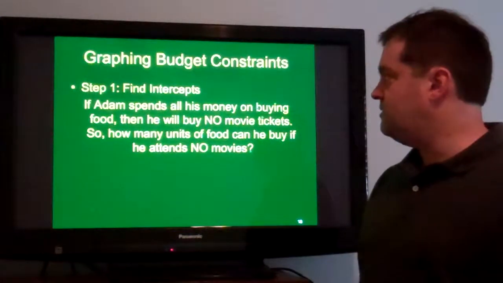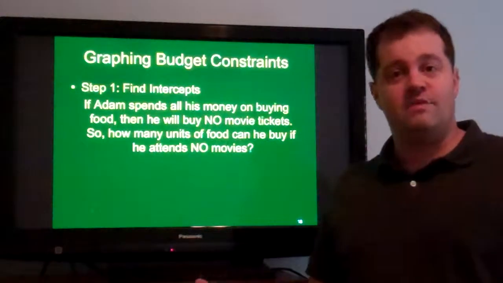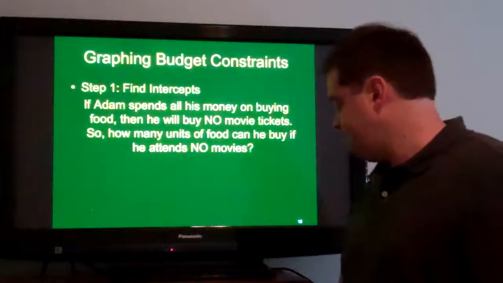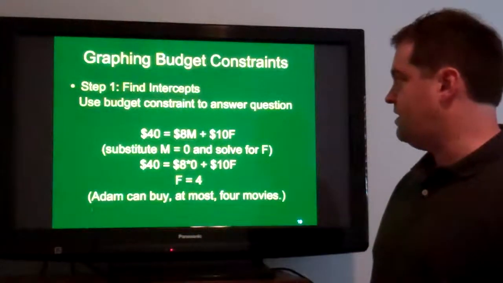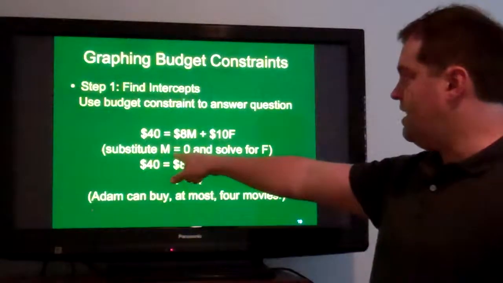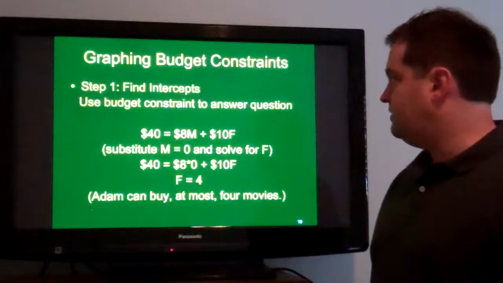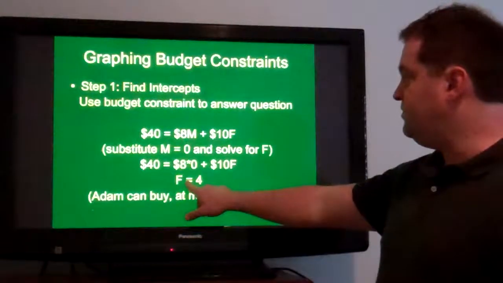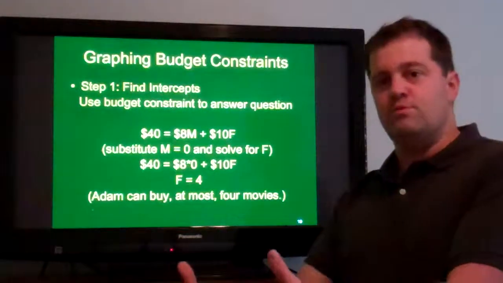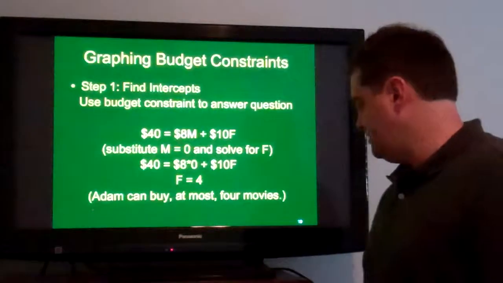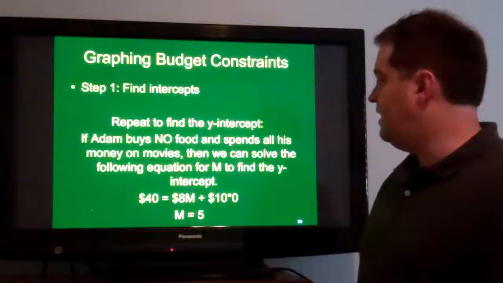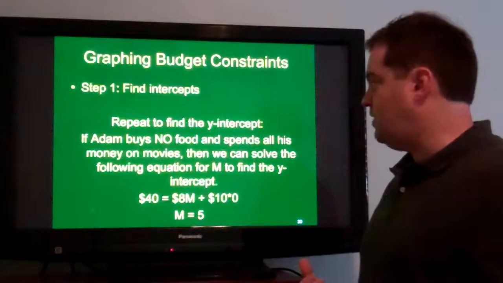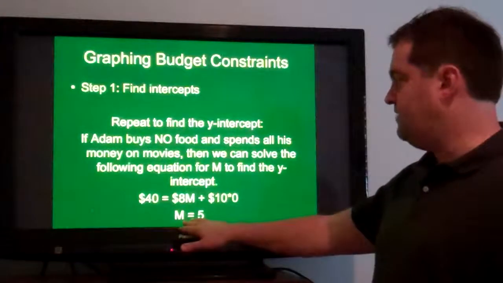If Adam spends all his money on buying food, symbolically, that's what's going on with finding an intercept. He's not going to buy any movie tickets. So we can use the budget constraint we constructed earlier. We can substitute M equals 0 into that standard form budget constraint and come up with F equals 4. So if he's not going to go to any movies, he can have 4 units of food. Similarly, if he doesn't buy any food and spends all of his money on movies, then he can go to 5 movies.